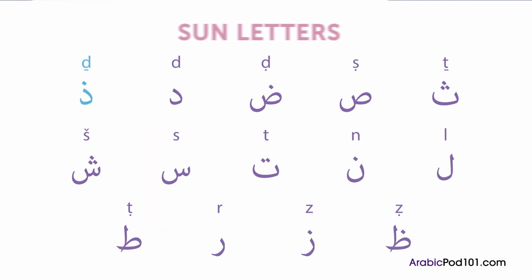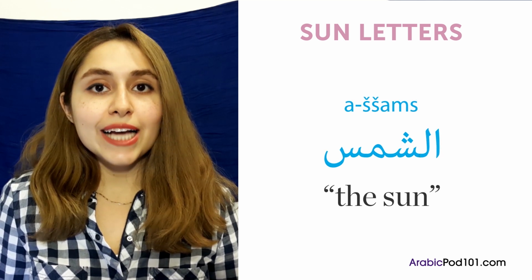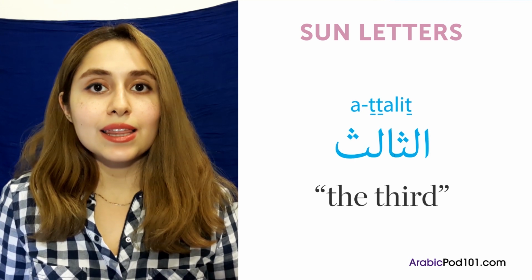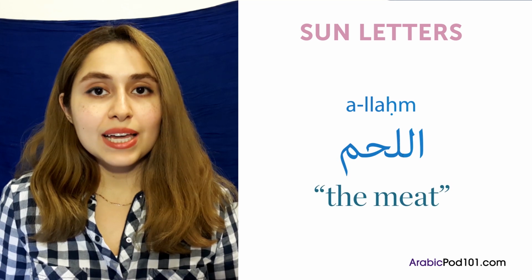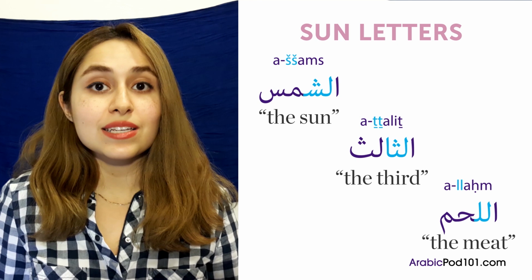Sun letters are dal, dal, dad, sad, tha, shin, sin, ta, nun, lam, ta, ra, zay, dha. Let's try to pronounce a word that starts with an L followed by a sun letter. Ash-shams, the sun. Al-thalith, the third. Al-lahm, the meat. Notice how the sun letter is doubled and how the L sound is lost.